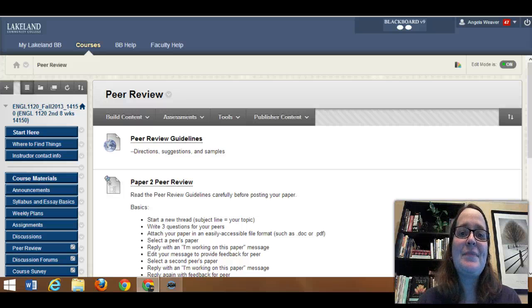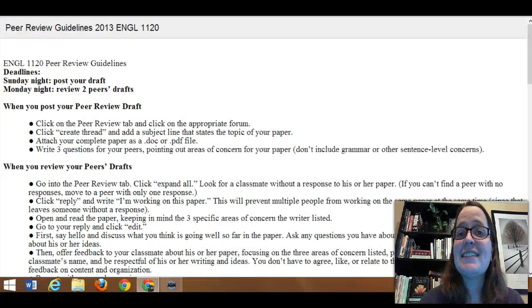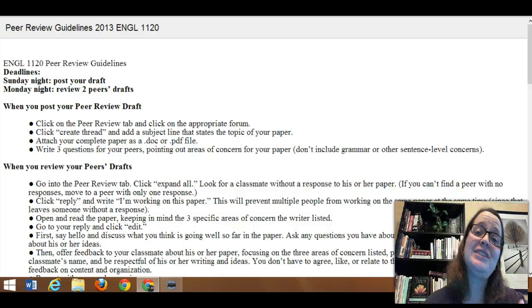I want to emphasize in our class that the peer review process, which is worth 25 points each time we do it, that's a lot of points because I put a lot of stock into this. So you want to put 25 points worth of effort into the peer review process. The first 10 points is for posting your paper Sunday night to the peer review board, your complete draft. You want it to be finished, include the works cited, and follow the directions in the peer review guidelines to do that. And also to post 3 questions that you have about your papers for your peers.